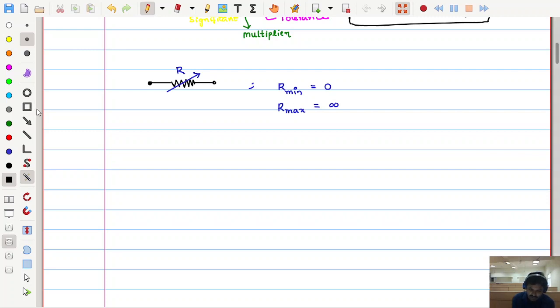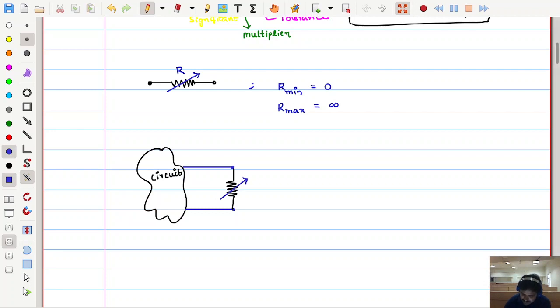Let us assume that here I have some circuit, in which some element might be connected. Let us extend that element's terminals outside of that circuit, and here let us place the resistor. What kind of resistor is this? A variable resistor, and let us vary this resistor.